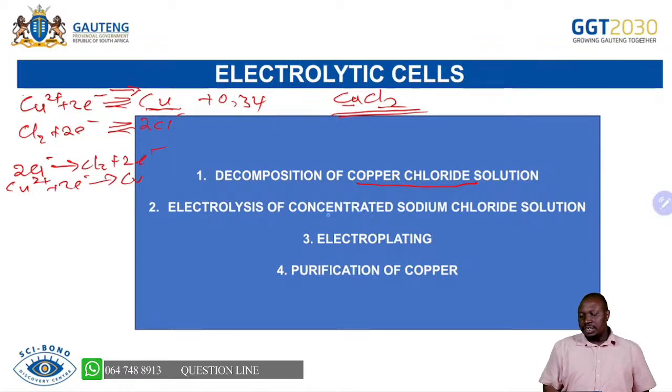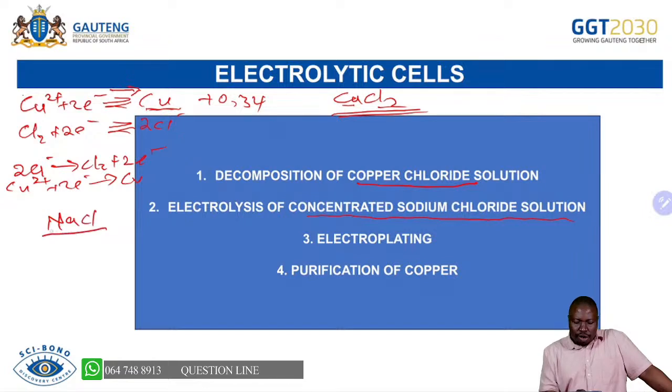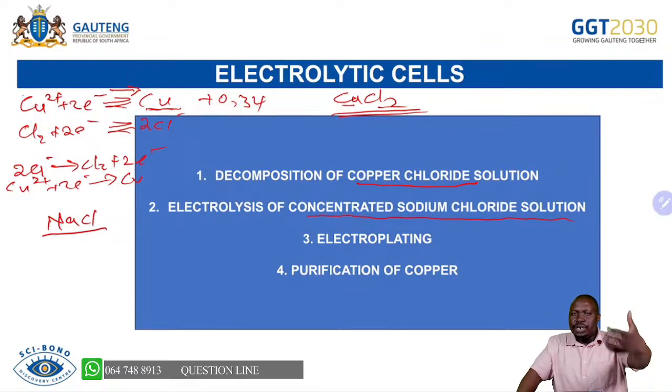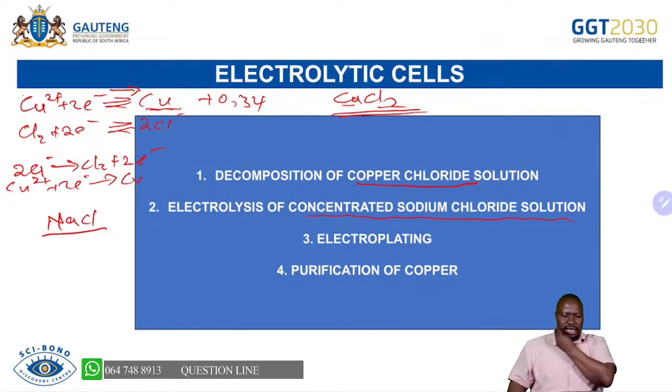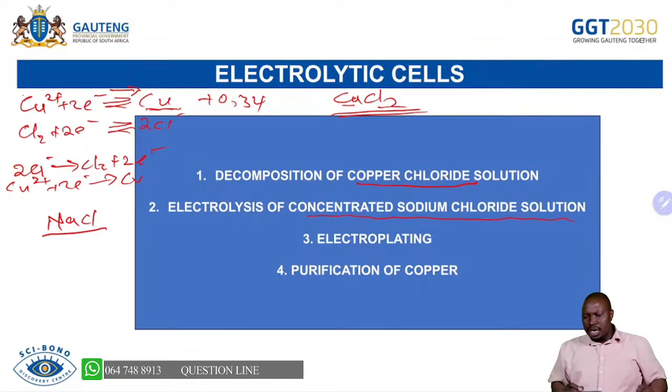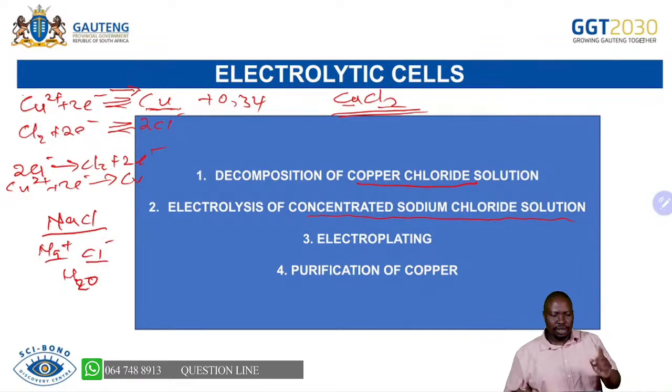Now, on the electrolysis of concentrated sodium chloride solution, we have sodium chloride, and you have done what we call hydrolysis when you're doing your acids and bases. We said, okay, when you put a salt in water, it will ionize, which means when you put sodium chloride in water, it will form Na+ and Cl minus. Don't forget, it's in water. So there is water, there is Cl minus, there is Na+. That's where the competition is.